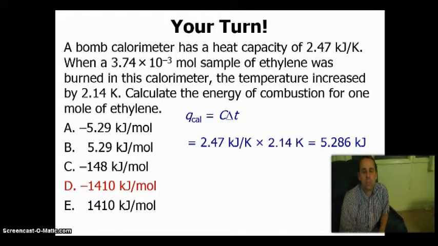Now, in this blue equation here where it says 2.47 kilojoules for every degree Kelvin, and we multiplied it by 2.14 Kelvin, the 2.14 Kelvin should be a negative number, right? Because it says the temperature increased. So the final temperature was higher. Let's see, final temperature, final minus initial.